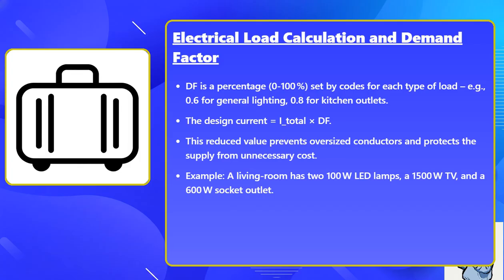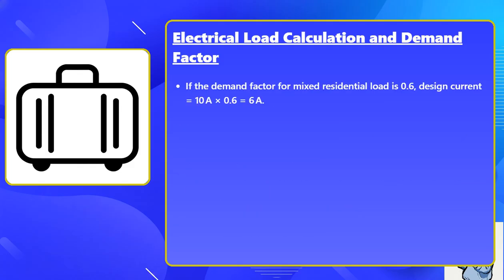Example: a living room has two 100-watt LED lamps, a 1,500-watt TV, and a 600-watt socket outlet. Total P equals 100 plus 100 plus 1,500 plus 600 equals 2,300 watts. I total equals 2,300 watts divided by 230 volts, approximately 10 amperes. If the demand factor for mixed residential load is 0.6, design current equals 10 amperes times 0.6 equals 6 amperes. The circuit can therefore be protected with a 6 ampere MCB, not a 10 ampere one.